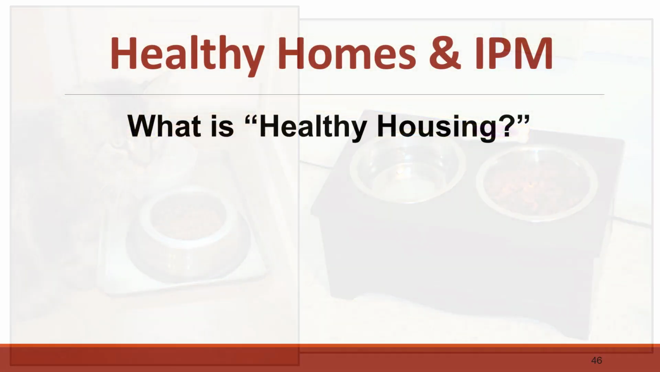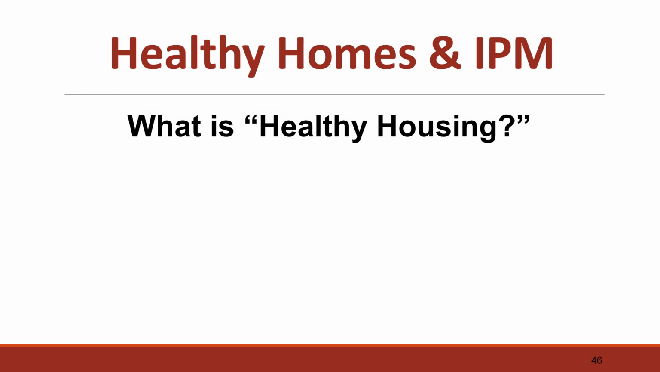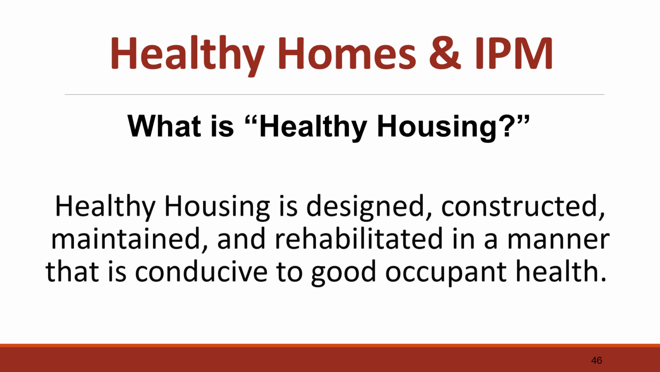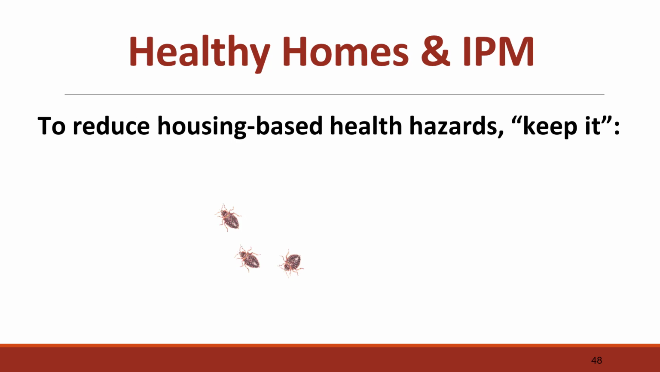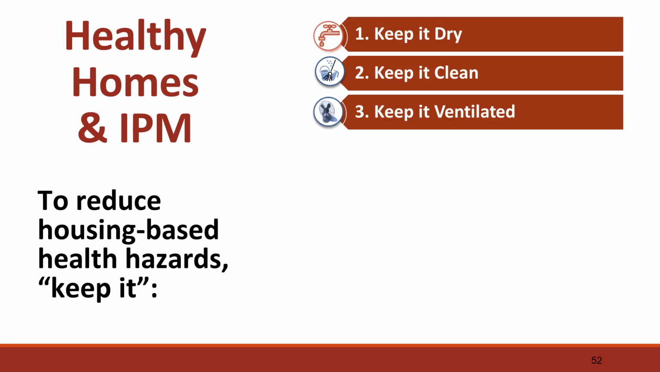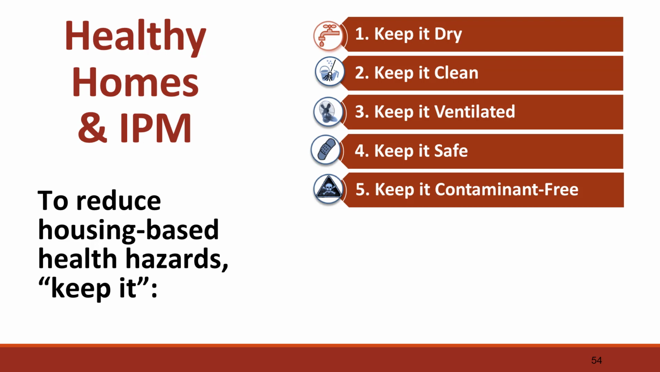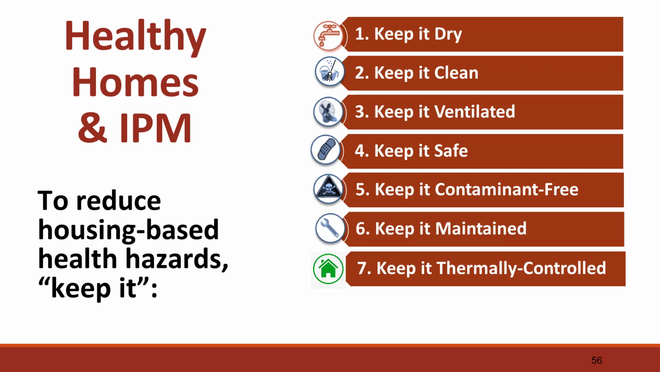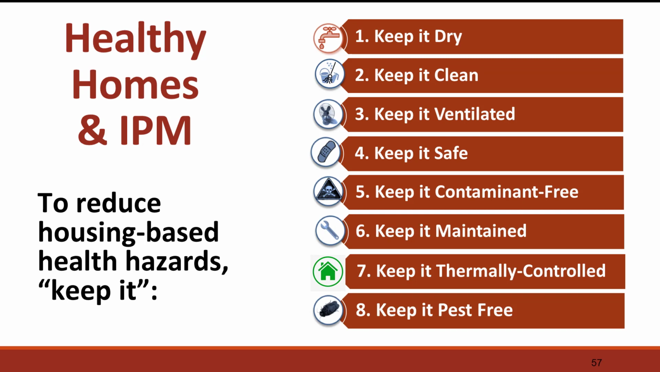Now let's think about the intersection of healthy homes and IPM. The concepts of healthy housing and IPM are joined at the hip. Although there is no statutory definition of a healthy home, here is the one that the National Center for Healthy Housing uses. Healthy housing is designed, constructed, maintained, and rehabilitated in a manner that is conducive to good occupant health. Let's consider this list of 8 hazard reduction strategies with the goal of creating healthy homes. Keep the home dry, clean, ventilated, safe, contaminant-free, maintained, thermally controlled, and pest-free. These 8 points, or keep-its, can help us remember how to keep a home healthy.